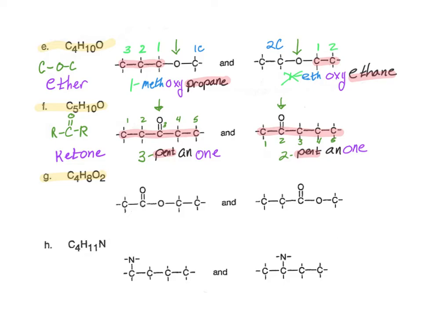C4H8O2. They both have the same molecular formula, so that means that they could theoretically be isomers. They could be the same, but they are probably isomers. Let's go ahead and check them out. Let's look for our functional group. Here I see 2 oxygens.